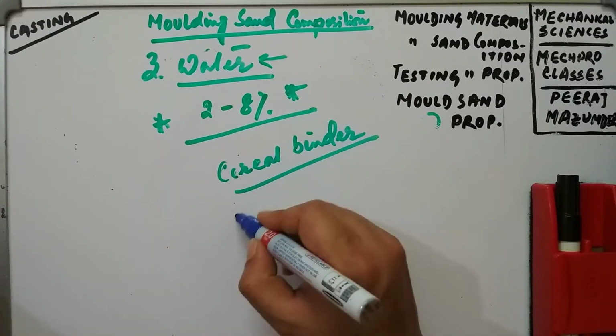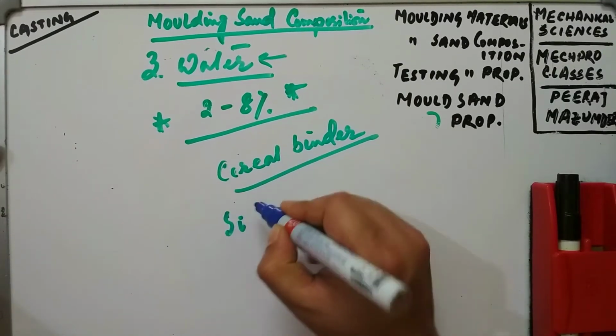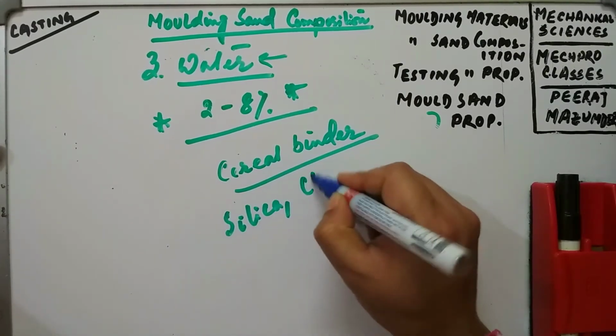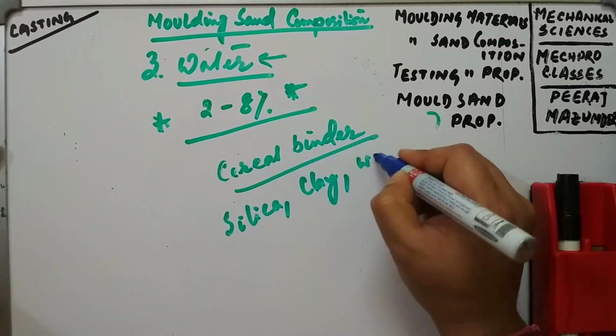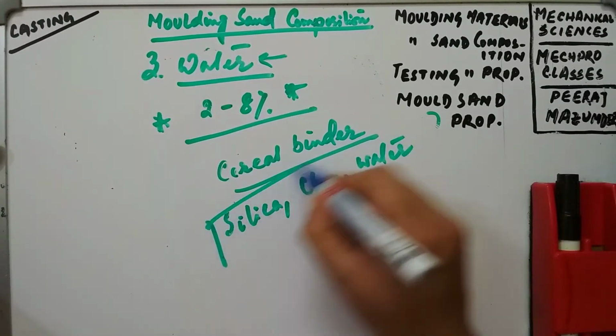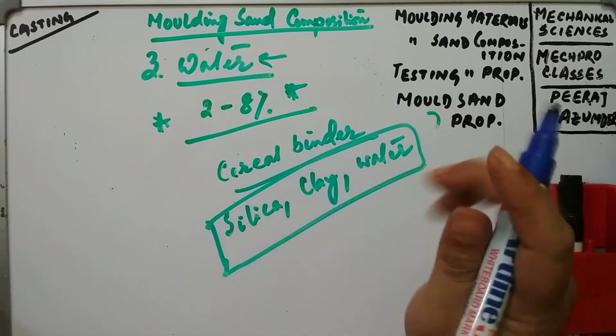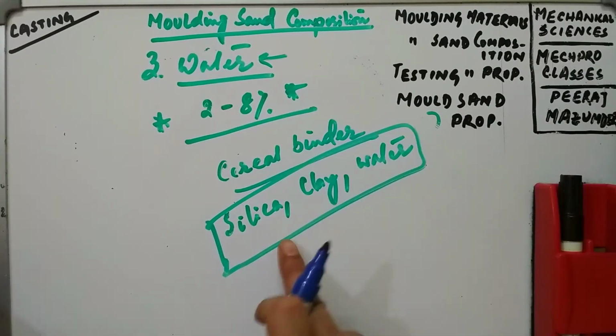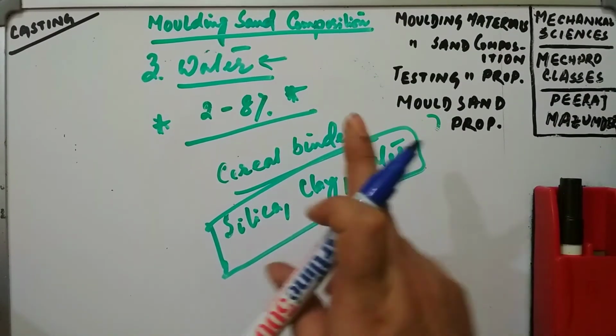The first is your silica, the second is your clay, and the third is your water. These three are very important for your examination purposes. You should keep in mind these are the three main ingredients in molding sand composition.